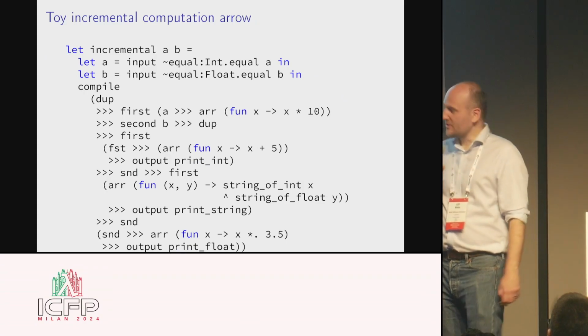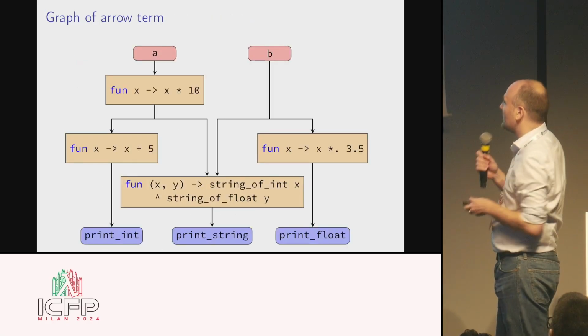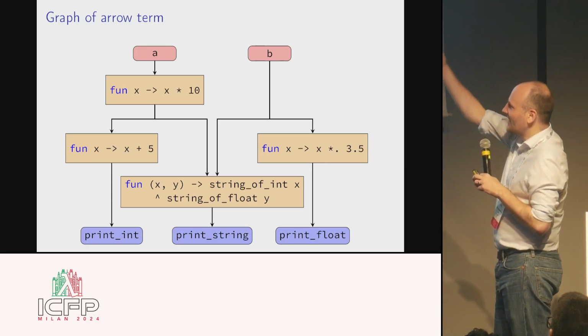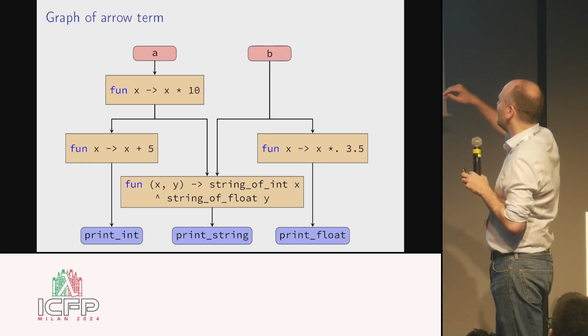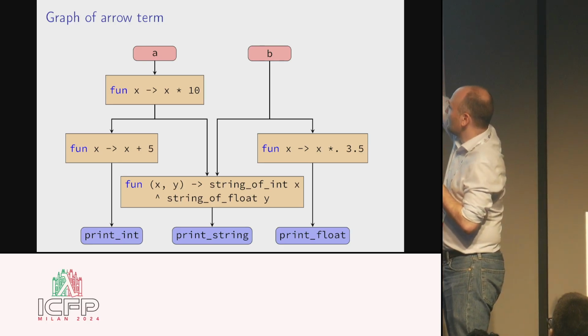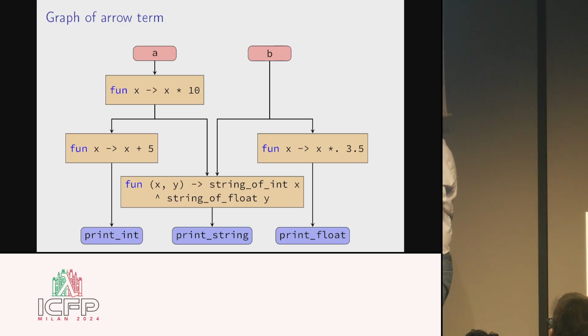And so we tried to make something else. Right, so this is the graph that it is in fact producing. It's a relatively simple graph. You've got two inputs, A and B. There's a computation node that's timesing A by 10. There's one that adds 5 to that. One that times B by 3.5, and then one that takes that computation and the B and makes a string out of it. And then we've got these outputs at the bottom that just print them.